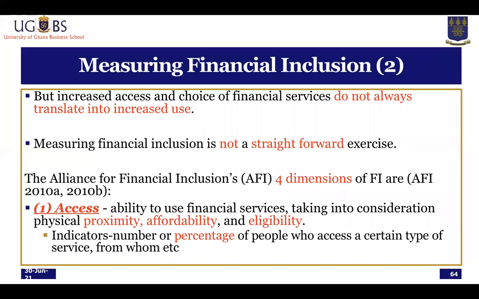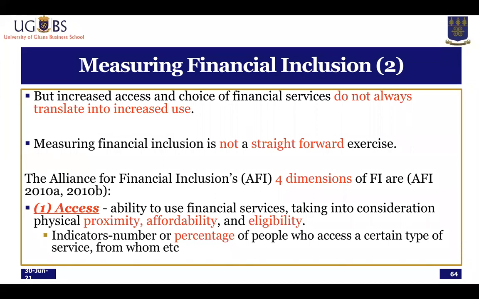Key amongst them, the dimensions when it comes to financial inclusion, they tell you that there are dimensions to the use. The first one usually is access. More like, is it available to you? And so access here is being able to use the financial services, taking into consideration physical proximity, affordability, and eligibility. So sometimes the way we try to measure access is by the percentage of persons who have access to a certain type of service and from whom.